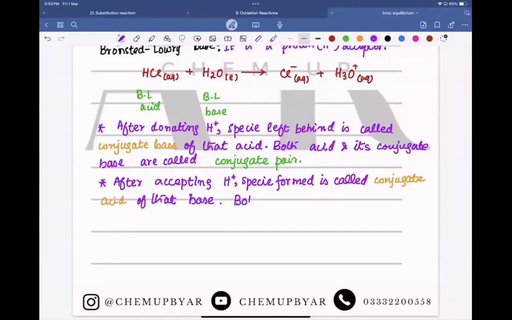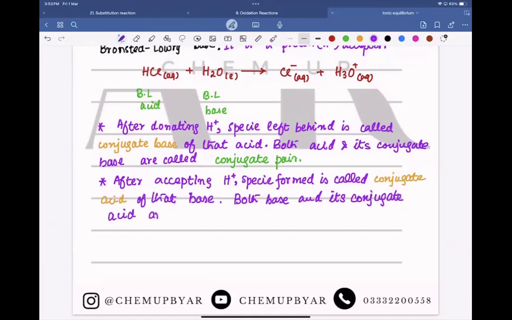And both the base and its conjugate acid are called a conjugate pair. So these two are also called a conjugate pair. It means that from the above equation, one conjugate pair is HCl and Cl negative, and the other conjugate pair is water and H3O positive. Is this clear to all of you? Yes, sir.